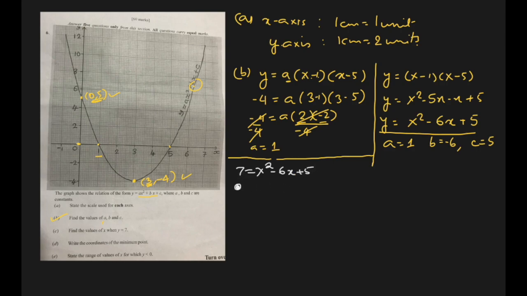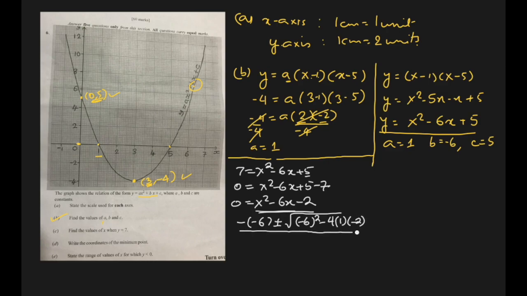Let's bring 7 to the right side. So it will be x squared minus 6x plus 5 minus 7. So it becomes 0 equal to x squared minus 6x minus 2. Let me check once. 5 minus 7. Yes, okay. And they're asking us to find the value. Just find the roots of this equation. It is not possible to do it by factoring, so we can use the quadratic formula for this. The quadratic formula is minus b plus minus square root of b squared minus 4ac.